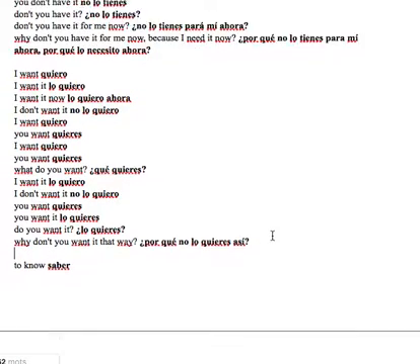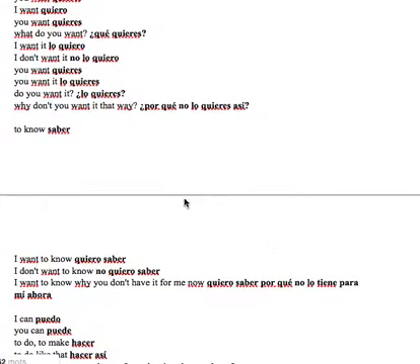I'm going to separate here. Saber. So be careful of the B. Saber. Okay. I want to know. Quiero saber. I don't want to know. No quiero saber. So if you don't feel comfortable with the V, you can say B. Okay. Quiero saber. No quiero saber. I want to know why. Quiero saber por qué.